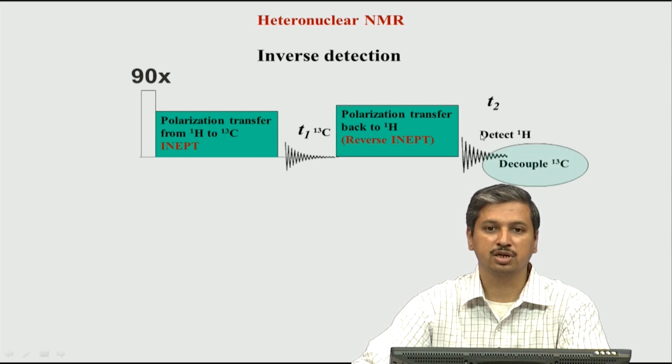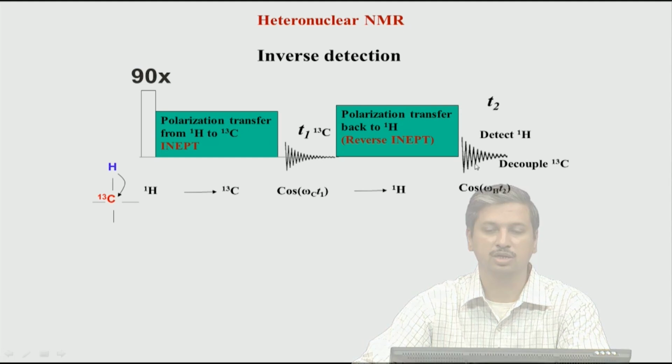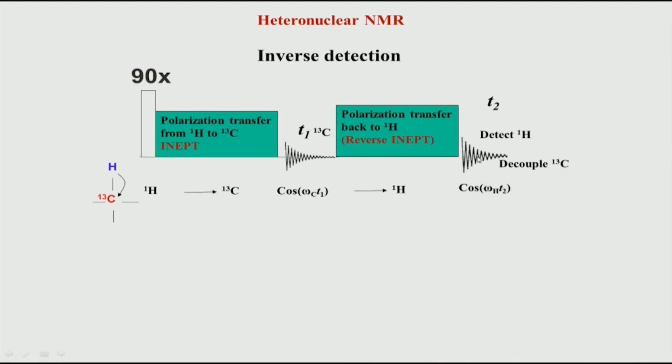Now, let us see mathematically what happens. We have a proton which is attached to carbon. We excite that proton, then we transfer the polarization to carbon 13, and as shown here the carbon 13 evolves with its chemical shift value, which is omega C into t1, and then we transfer this polarization back to proton like this, and what finally evolves is the chemical shift of proton in the direct dimension.